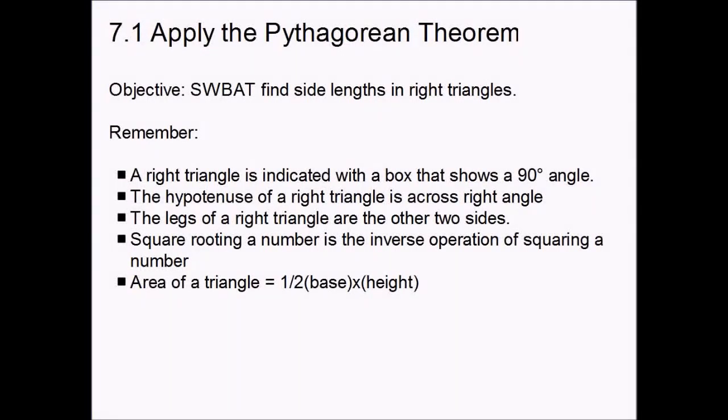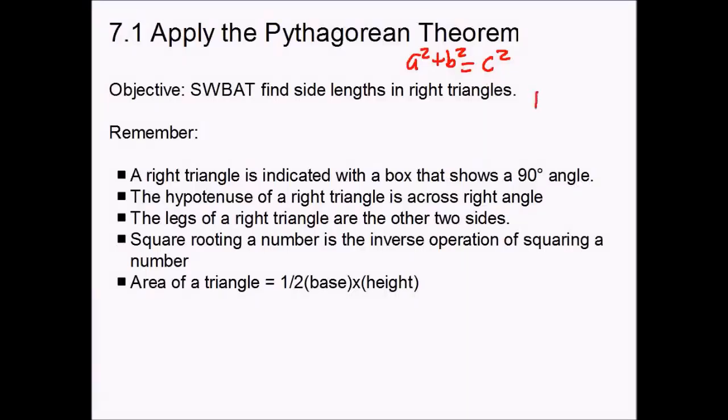Apply the Pythagorean theorem. Ladies and gentlemen, once again, this is Fraser Nation coming once again with the geometry series. We're going to learn or relearn perhaps a squared plus b squared equals c squared, the Pythagorean theorem. Students will be able to find the side lengths in a right triangle.